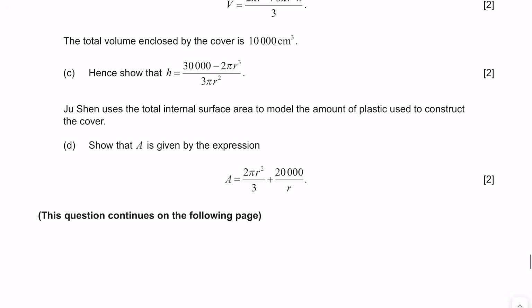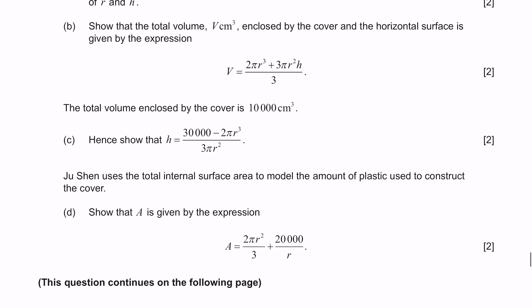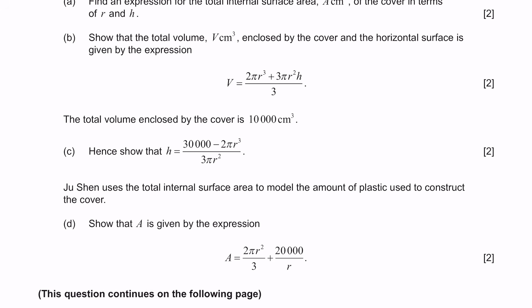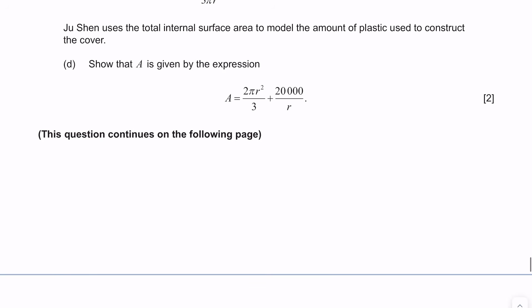Okay. So let's substitute 10,000 in for volume. And of course, always maximize process marks. Substituting just 10,000 in for volume might be enough for process marks. We'll look at the mark scheme at the end. So volume is equal to 10,000. Now we have 2 pi r cubed plus 3 pi r squared h all over 3. And I'm going to bring this down a little because I think we're going to need more room.